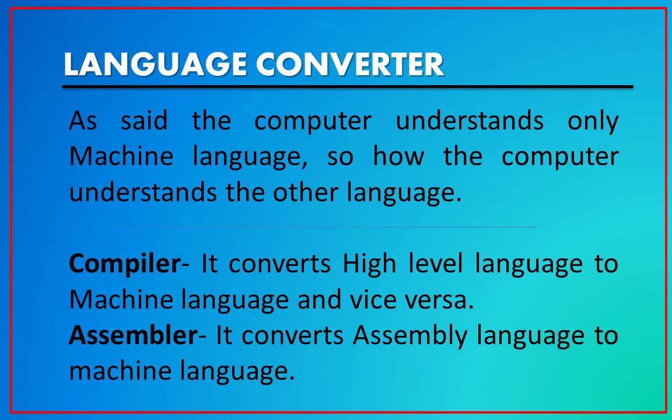As we know, the computer understands only 0 and 1, that is machine language. Then how are these high-level language and assembly language converted into machine language? For this purpose, we have language converters. First one is the compiler. It converts high-level language to machine language, and the assembler converts assembly language to machine language.